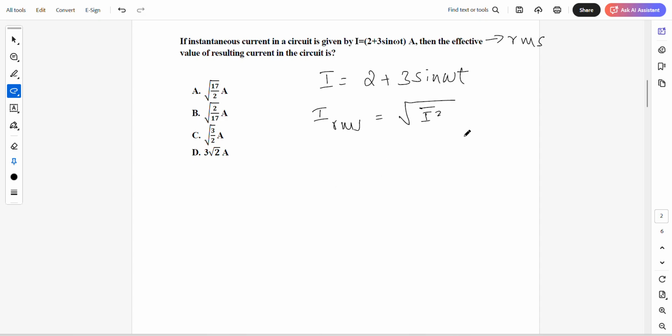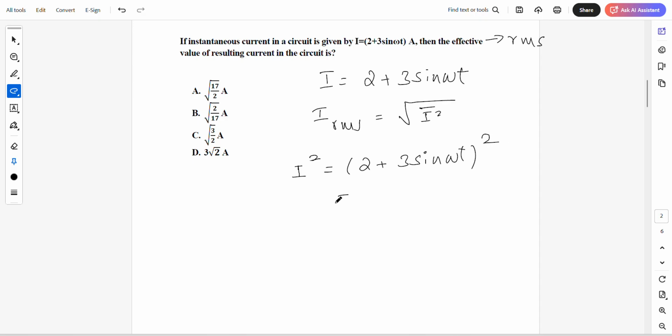Average of square of current. You have to calculate the average of the square of current. First, let me find I square. I square is equal to (2 plus 3 sine omega t) the whole square.